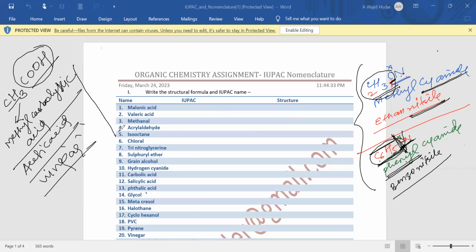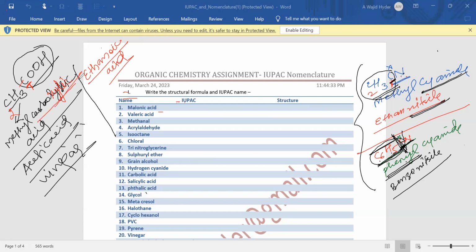Now, in another method, you will be considering this carbon also in the longest possible carbon chain. Then it will be eth, because there are two carbons and a single bond between carbon and carbon. Here you have counted the carbon of COOH, so this will be oic acid. If you are counting the carbon of COOH in the longest possible carbon chain, then only it will be oic acid. And if you won't be considering that carbon in the longest chain, then it will be carboxylic acid.